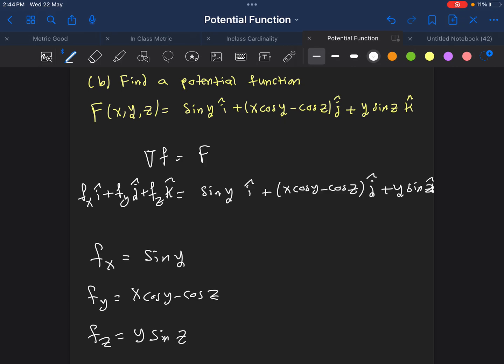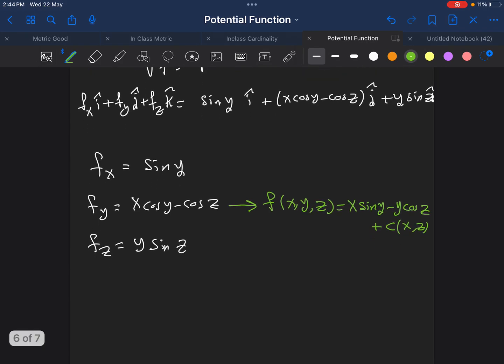Now of course we can start with any equation that we like, but I think the most informative equation is the third one. So I will integrate this one. I will get f of x, y, z, integrating with respect to y because it has more components, and that integration will be x sine y minus y cosine z, and because there is a constant, I will write it as c of x comma z. Now all we need to do is to find this constant.